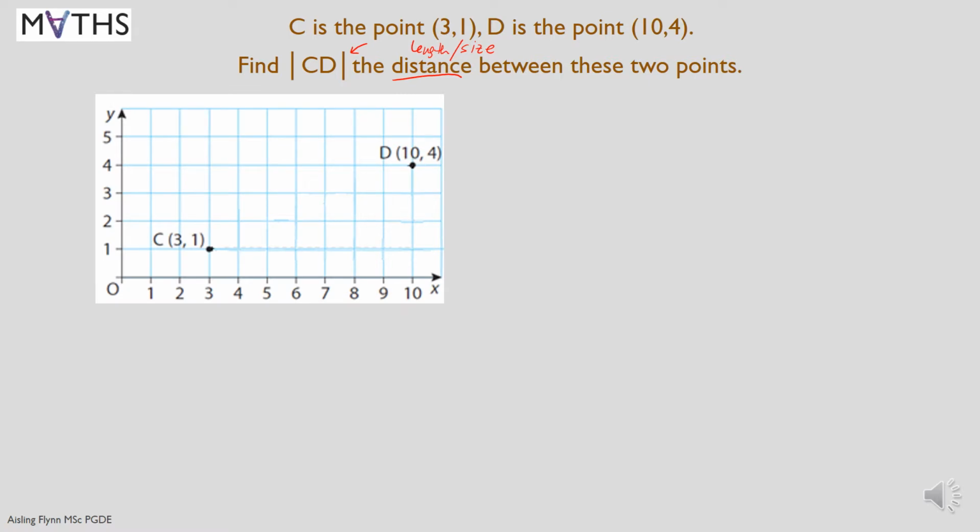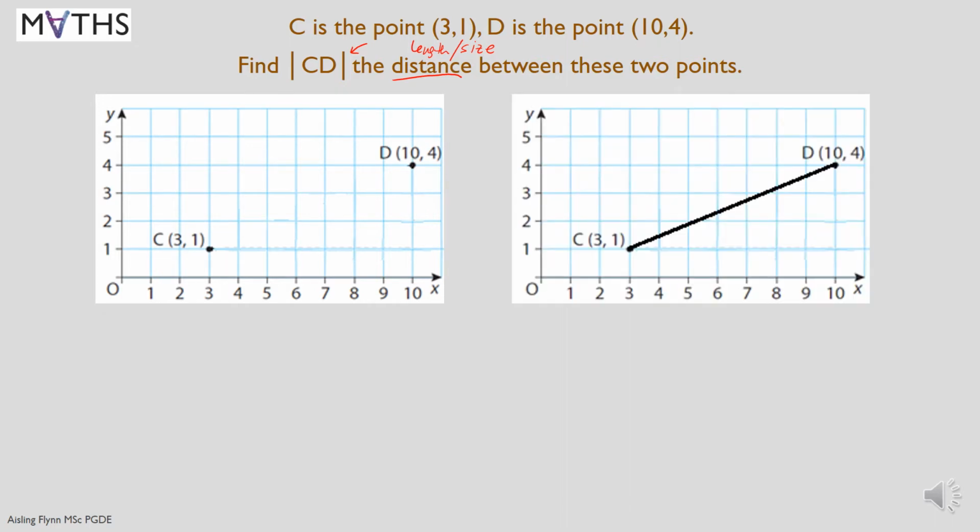So we're going to start by graphing the 2 points C and D on the coordinate plane, and you can see them there. In the next diagram we join C to D, and you can see the line segment CD, and that's what we're looking for. We're looking for the length of that black line.